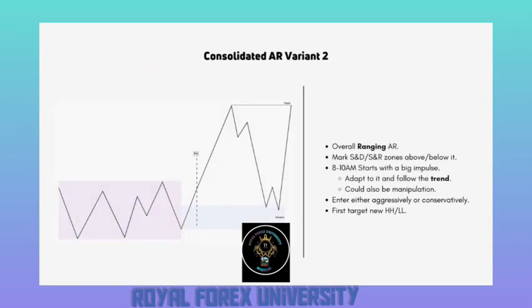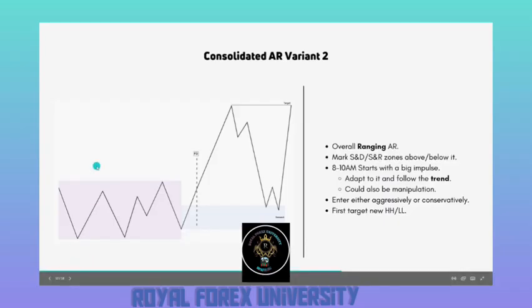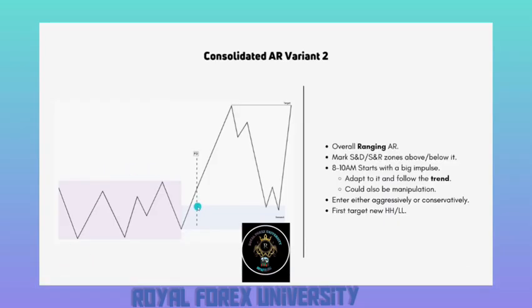There is a second variant, which you can oftentimes see, right? You're having a ranging Asian range. So again, it's not making clearly higher highs and higher lows. It's not trending, it's small, right? We identify our supply and demand, support and resistance zones above or below it. And even if you have them either above or below, depending on the trend, sometimes the market just opens, like London opens, and you just have a massive impulse outside of the Asian range.